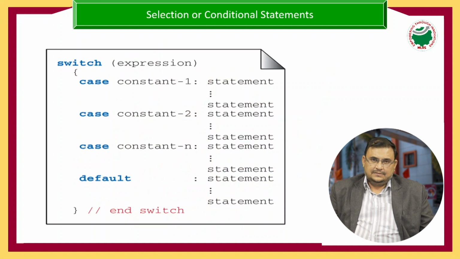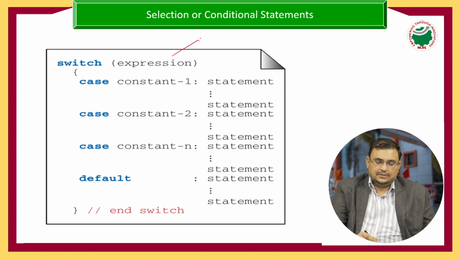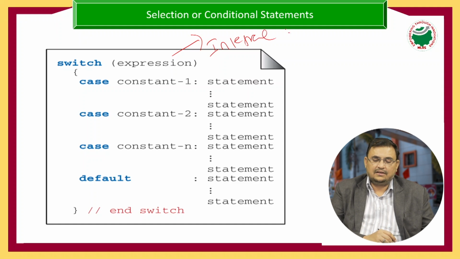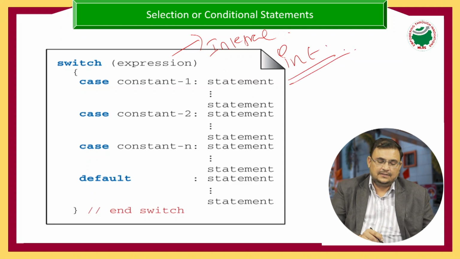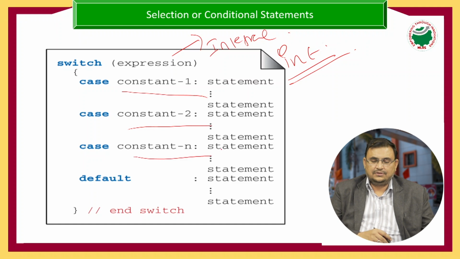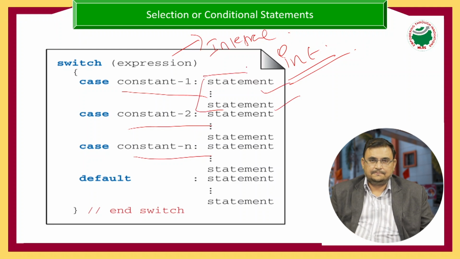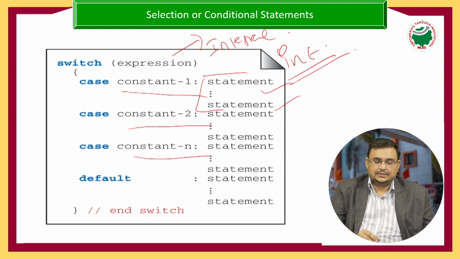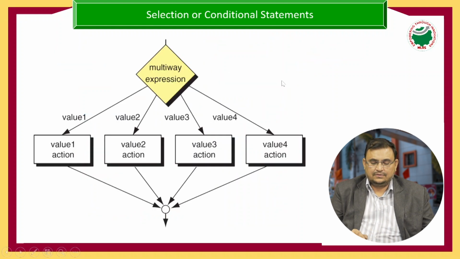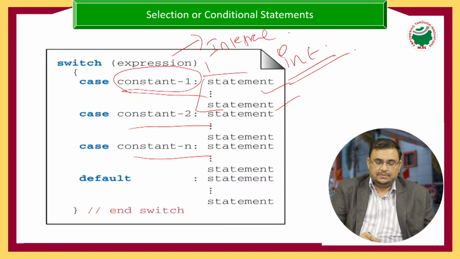So now you can see the syntax where we are using an expression. The expression must be integral, either integer or character. Assume the switch test expression is integer, then you write integer constants 1 to n, depending on the requirement. And here you write a number of statements under each case. If the test expression result is 1, case 1 will be selected and the statements under case 1 will be executed.